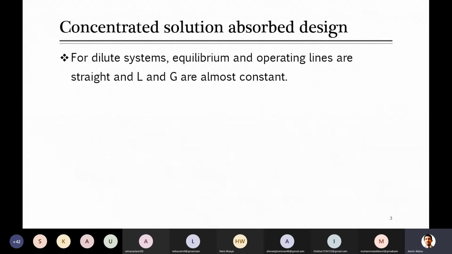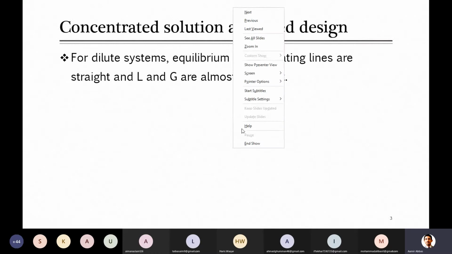Before I talk about the concentrated solution, if you recall from the start of the chapter, when we calculated the number of trays using the McCabe-Thiele method, or later when we used the equations to draw the equilibrium and operating lines in the case of a packed tower, both times we used straight lines. A straight line is the indication that the system is dilute.